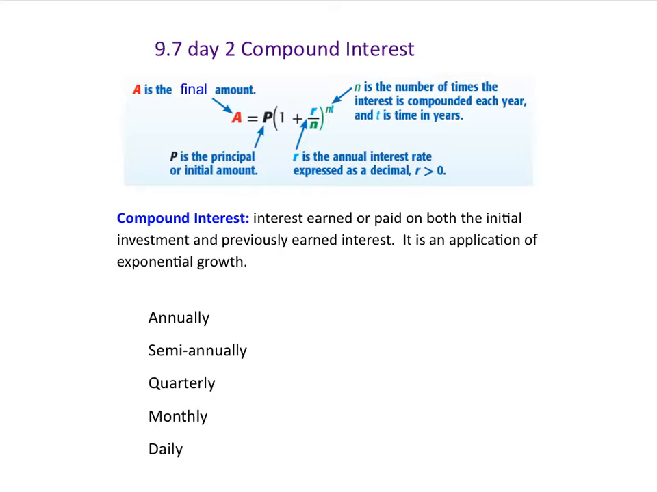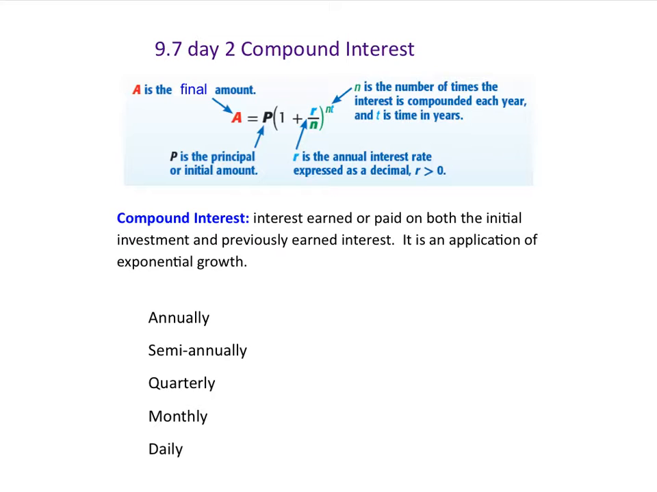P here is the principal or initial amount, similar to the last equations that we saw. 1 plus R, again, R is the interest rate expressed as a decimal. N is the number of times the interest is compounded each year. Again, N is in 2 different places in this formula, and it means the same thing. And T is the time, and typically here it's given in years.